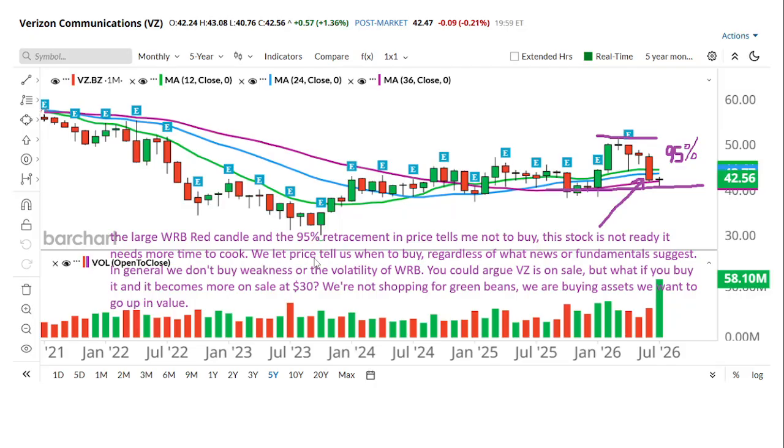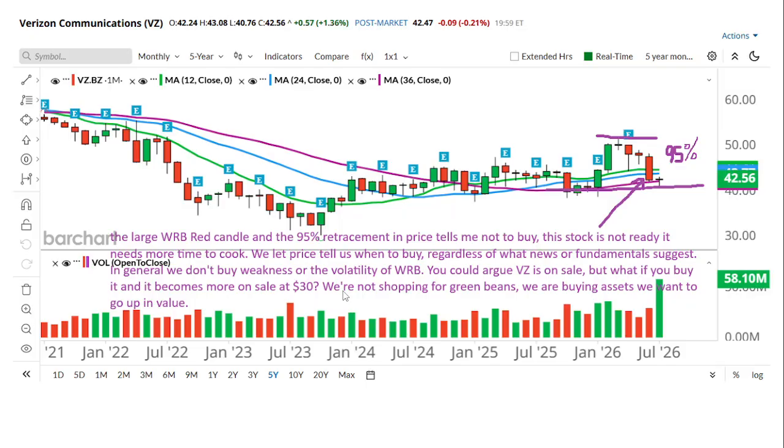We let price tell us when to buy, regardless of what news or fundamentals suggest, right? In general, we don't buy weakness, or the volatility of that wide range bar. Now you could argue Verizon is on sale, but what if you buy it and it becomes more on sale at 30 bucks instead of 42, right?